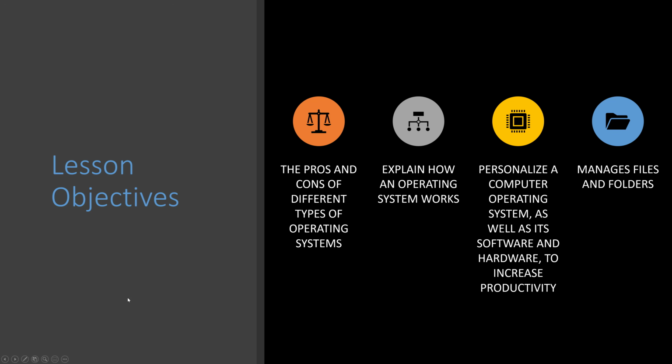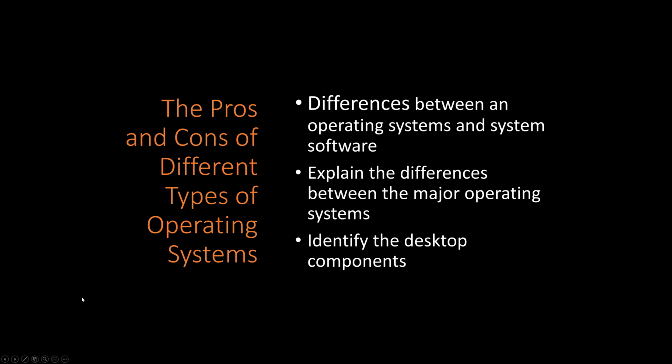Overall, in this lesson, we're going to cover pros and cons of different types of operating systems, how an operating system works, how we personalize the operating system to better meet our productivity needs, and then finally, how we manage files and folders. For this section, the outcomes are I'll demonstrate the differences between operating systems and system software, explain the differences between the major operating systems, identify specific desktop components that are unique to primarily client operating systems.